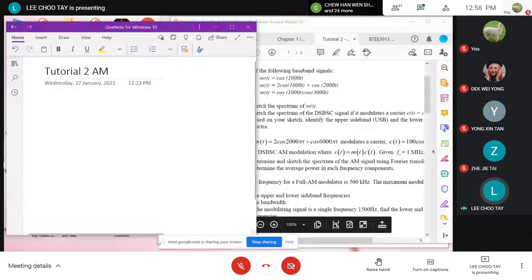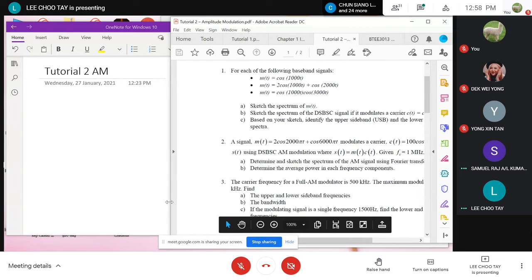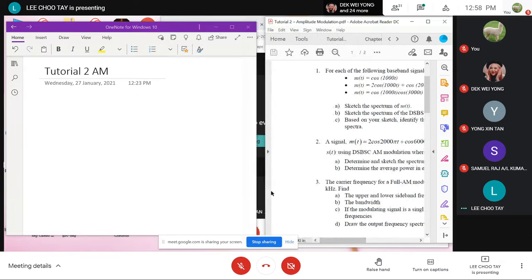Okay, can see my screen? Can, miss. Okay. You see my OneNote screen as well as my PDF screen, right? Yes. Yeah. Okay. Let me adjust a bit.